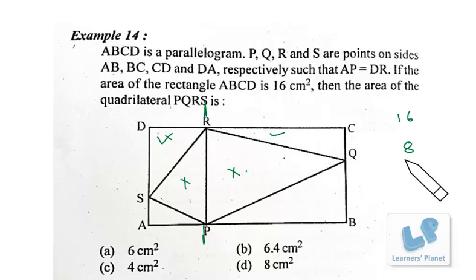Okay, so whenever a rectangle and a triangle share a side, and if the other side is equal to the height of the triangle, then the area of that triangle will be half that of the rectangle. Okay, so I hope this concept is clear in your mind.